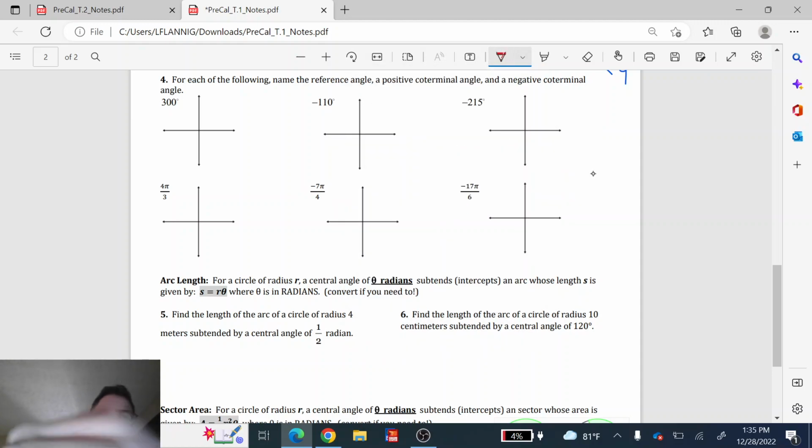This is 300 degrees. Again, we're going to start in our standard position. That's our standard position. And we know we want to go 300 degrees. That's actually above 270. So it's somewhere in this location right here. That is a 300-degree angle.